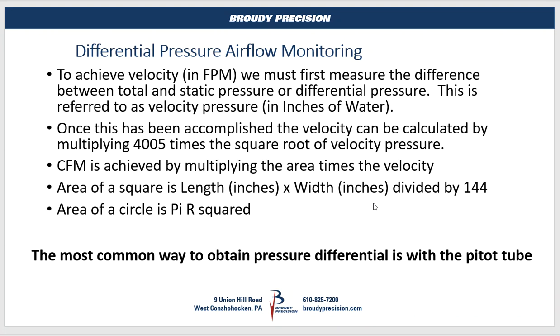Once the velocity has been calculated, CFM is achieved by multiplying the area times the velocity. So our area of our ductwork, if our rectangular duct is length by width divided by 144, or if we're using a circle, the area is calculated as 3.14 times the radius squared. And this will give us our cubic feet per minute calculation.